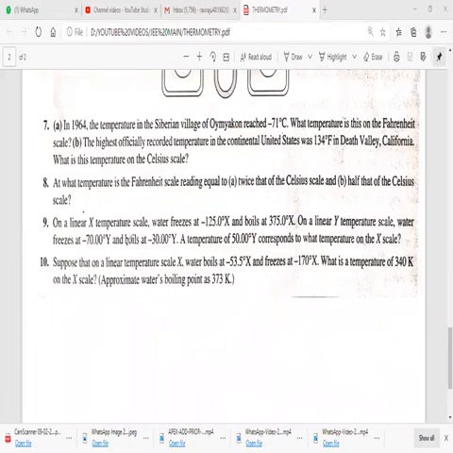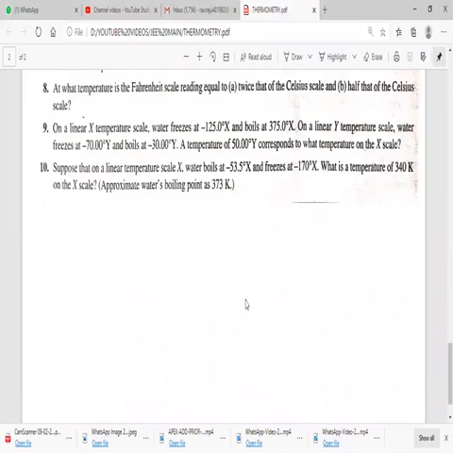And the 9th question is just the same as the first question. The same question was repeated. It is the first question only. And come to the last question, 10th one. So suppose that on a linear temperature scale X, water boils at minus 53.5 degree X and freezes at minus 170 degree X. What is the temperature of 340 Kelvin on the X scale?